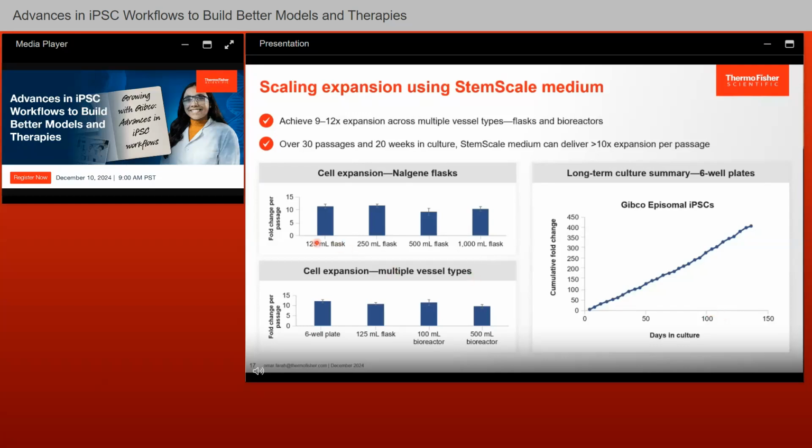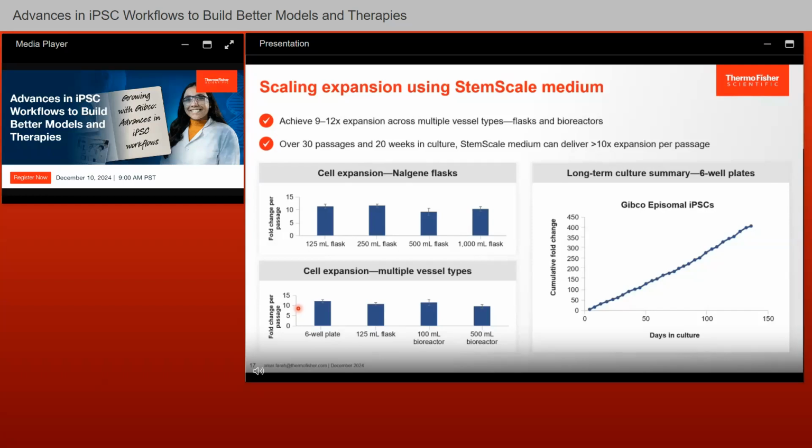Whether you're culturing your cells in smaller volume shaker flasks and scaling up to 1-liter shaker flasks, or starting off in smaller 6-well plates and scaling up into medium-sized bioreactors, we see a consistent performance of the media in terms of the expansion capabilities that it provides to the cells in culture.